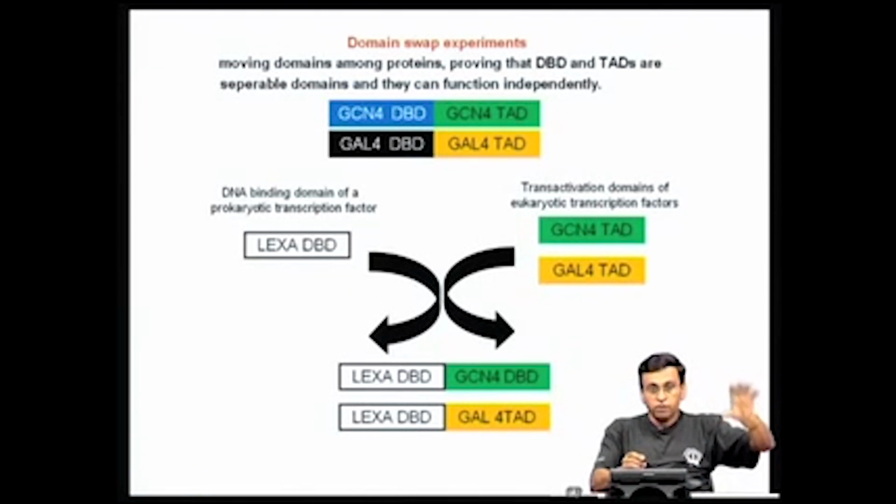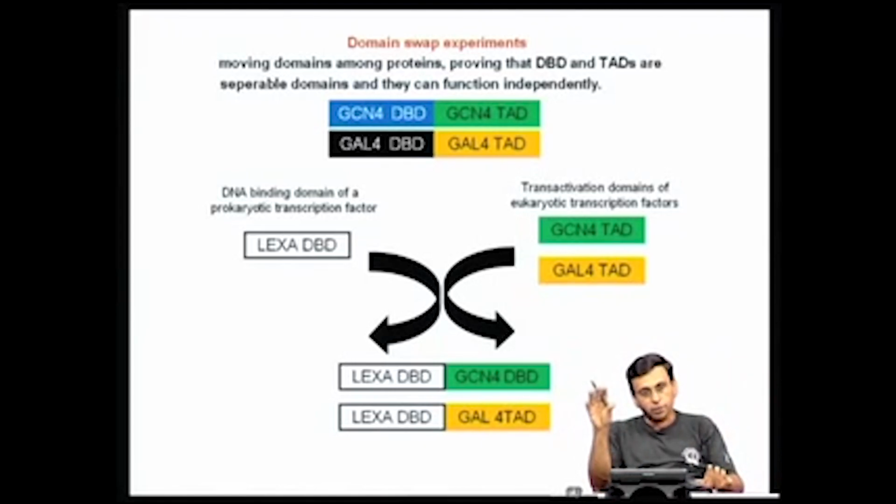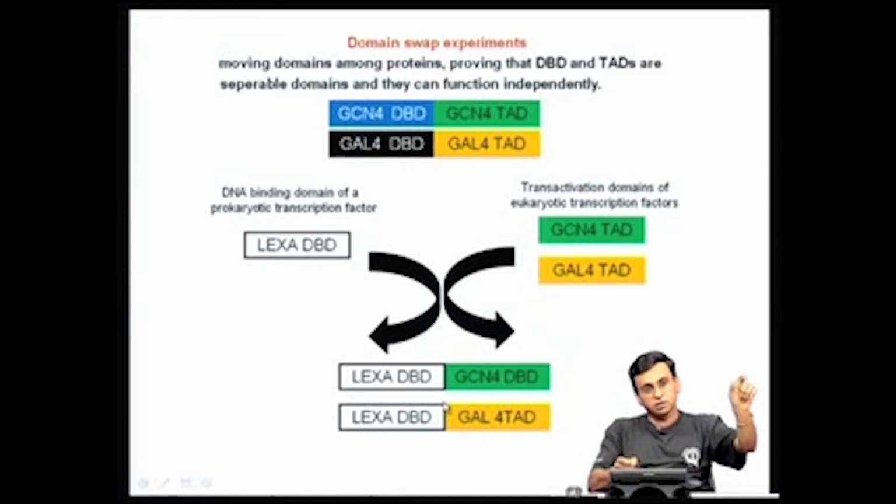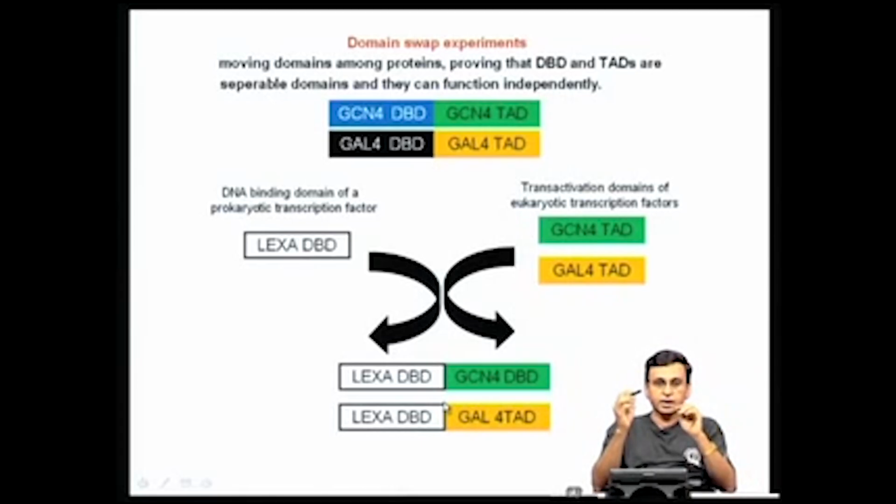So, you have a DNA binding domain from a prokaryote and a transcription activation domain from a eukaryote, and when you fuse these, you make chimeras where the LexA DNA binding domain is fused to the GCN4 transcription activation domain. Similarly, the LexA DNA binding domain is fused to the GAL4 transcription activation domain. Now, these chimeric proteins, instead of activating from a GCN4 or GAL4 recognition element, will start activating transcription from a LexA recognition sequence, clearly telling us that these transcription activation domains can function irrespective of what kind of DNA binding domain is attached to them.